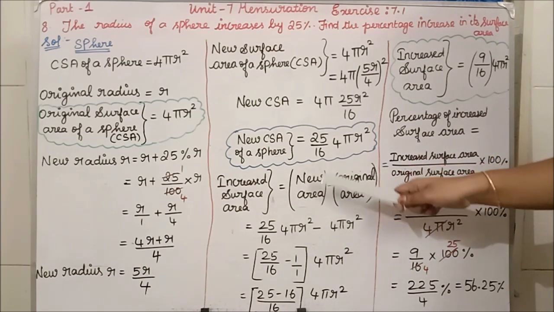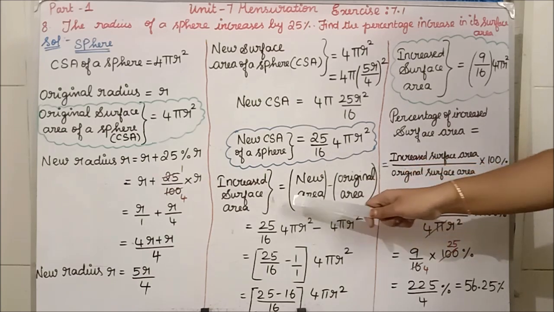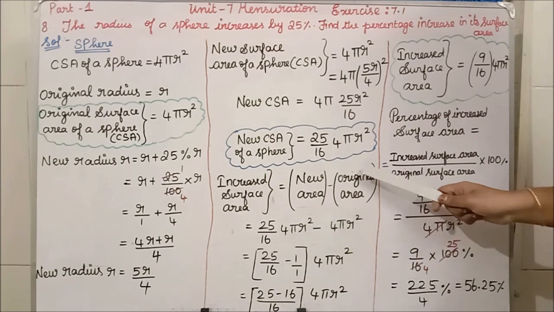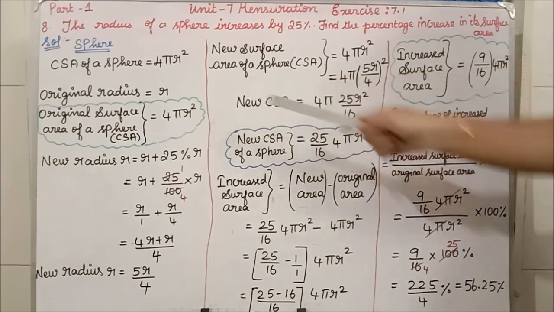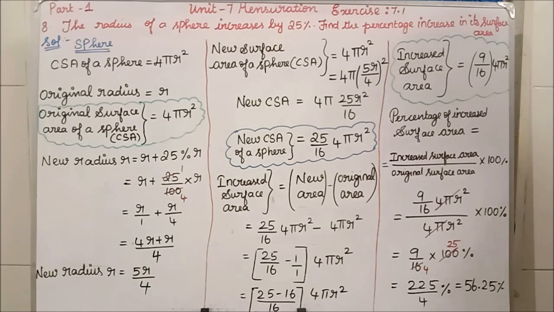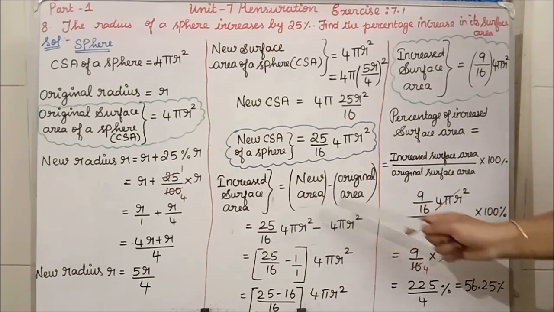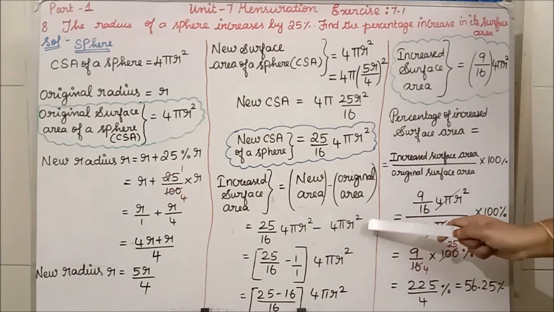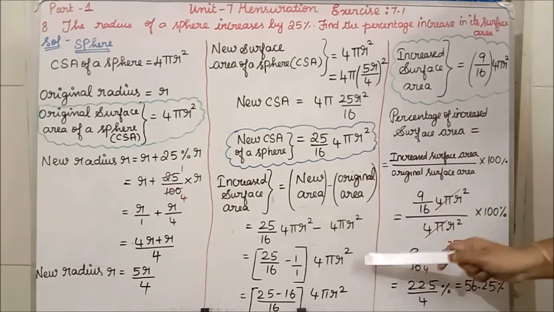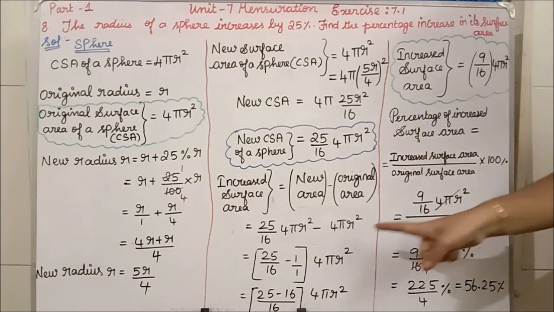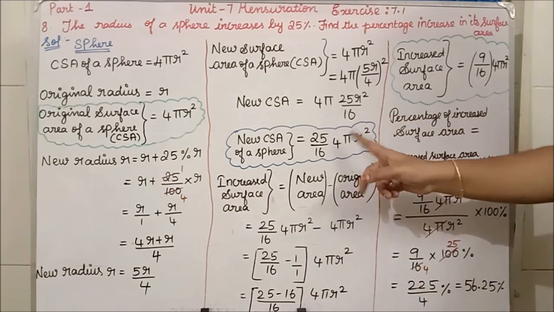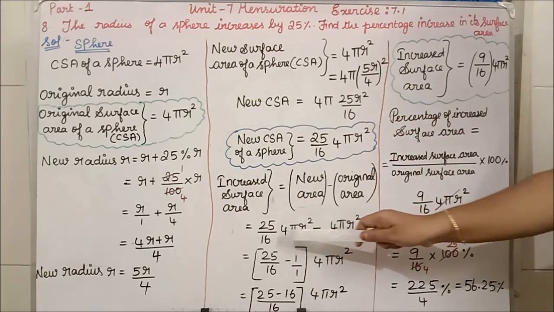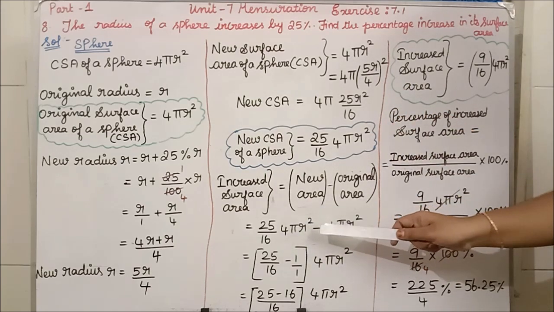Clear? New surface area, what value do we have? 25 by 16 into 4 pi r square, minus the original surface area of the sphere, what do we have? 4 pi r square. Clear? So from these two terms, what do we have in common? 4 pi r square. So I am taking that 4 pi r square outside. For that reason only I have not cancelled here. I am keeping 4 pi r square as such.